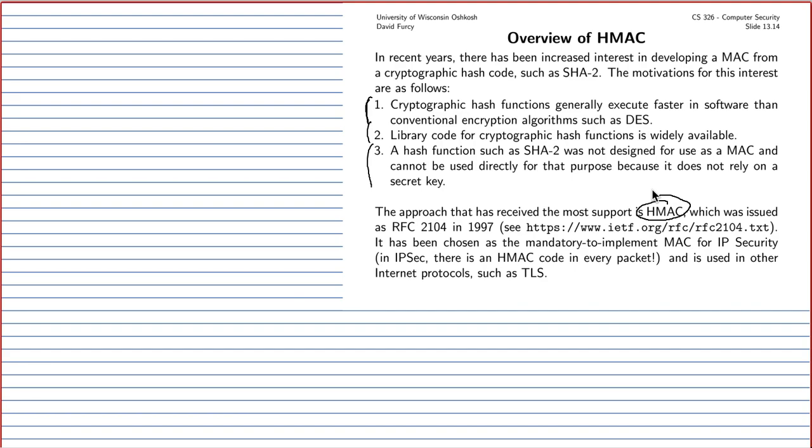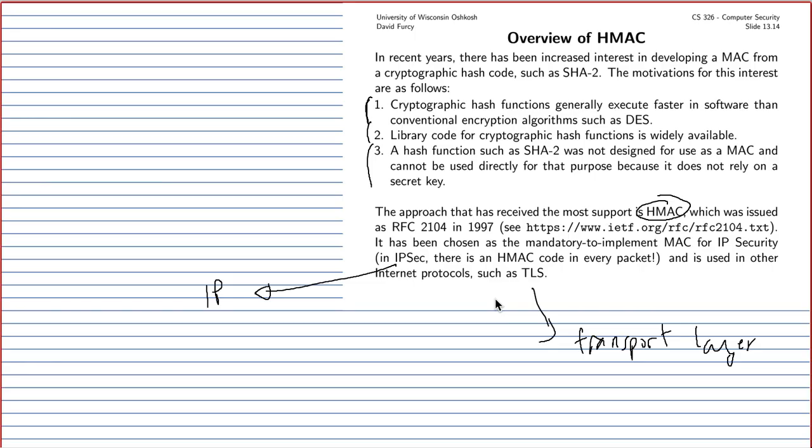It has been used for quite a while. In fact, it's already built into the standard TCP/IP networking stack. HMAC is used at the internet layer in the IP security suite of protocols. So the secure version of IP, now called IPsec, uses HMAC, and HMAC is also used at the transport layer in the networking stack, in TLS, the Transport Layer Security protocol.